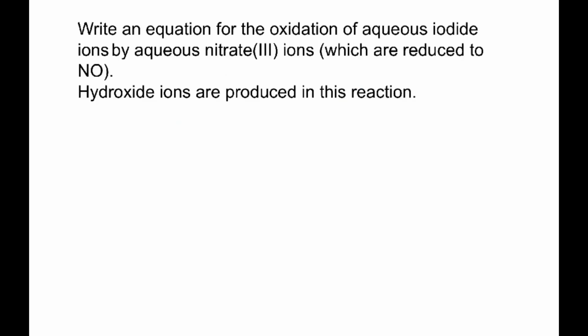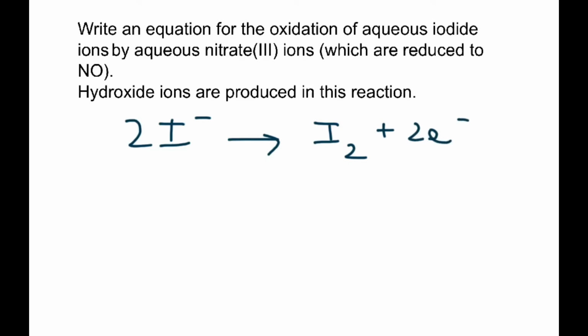Let's try one more example. So write an equation for the oxidation of aqueous iodide ions. So we've got iodide ions going to iodine and it's oxidation. So we need 2 electrons like that. Okay. Nitrate(III) ions. What's the formula of nitrate(III)? Well, the III in Roman numerals is the oxidation state of nitrogen. So that's going to be plus 3. Oxygen is minus 2. Should have told you there it's a 1 minus charge overall.